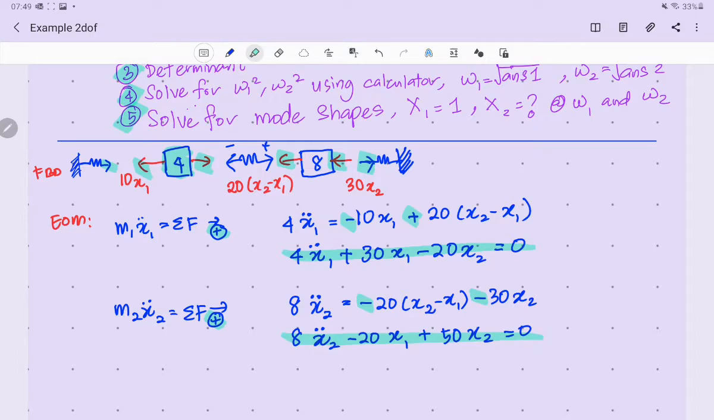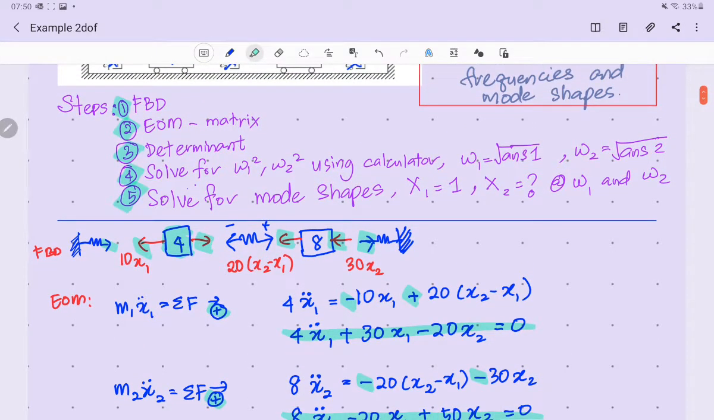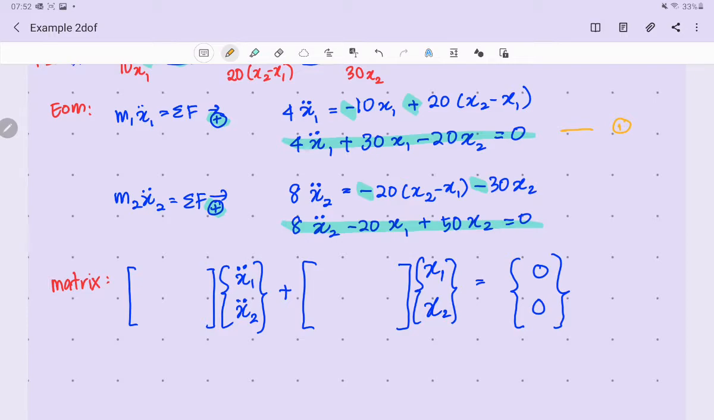Then you have to rearrange that. The next step is you have to rearrange that according to matrix. So we are in the second step. Okay, this is how you're going to go from EOM to matrix. So you have the first equation. Basically in matrix, this first row, if you look across this, is actually your equation 1.